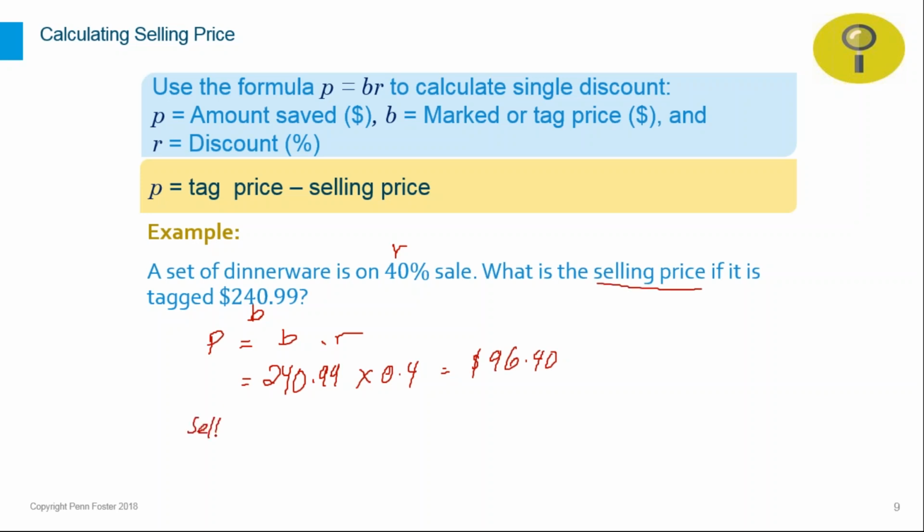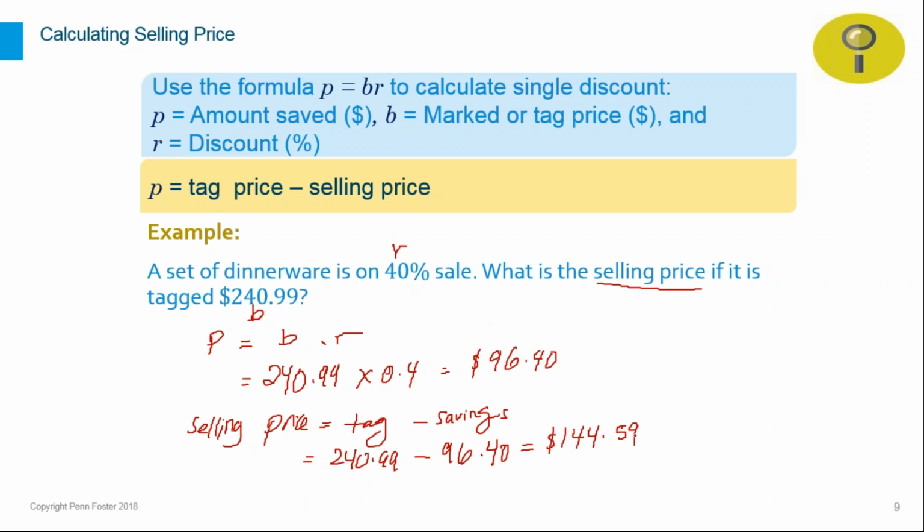So the selling price equals the tag price minus the savings. Makes sense. The tag is 240.99 minus the savings, 96.40. Do the subtraction and it will give you the end price, the selling price, $144.59.